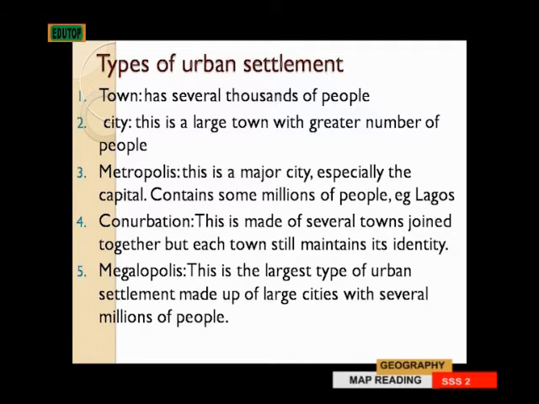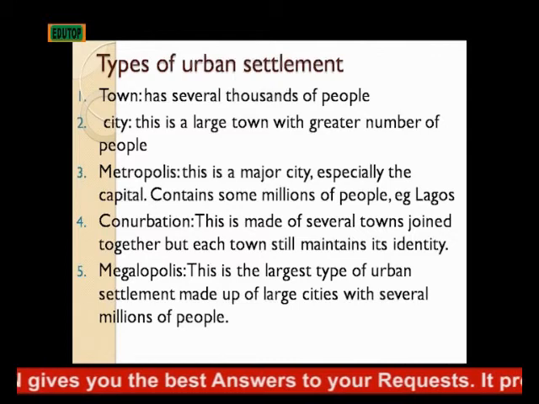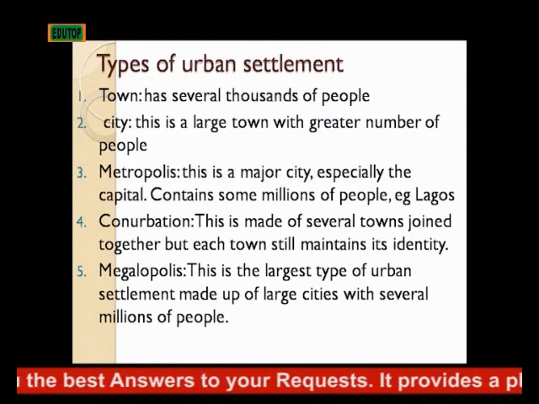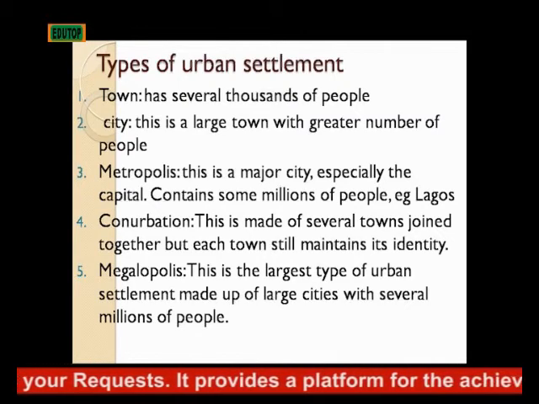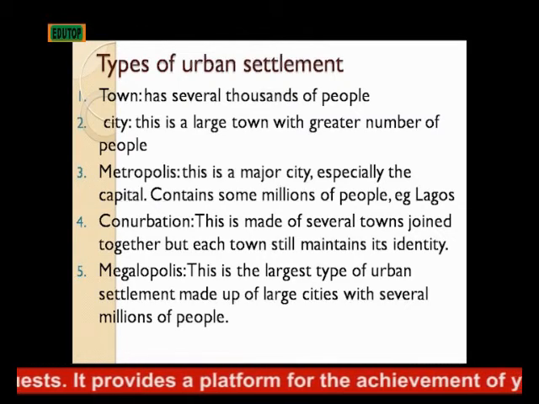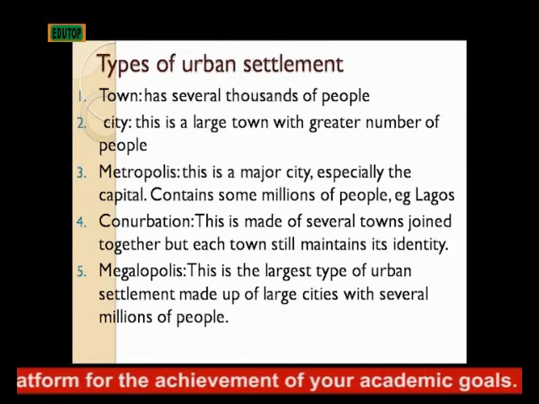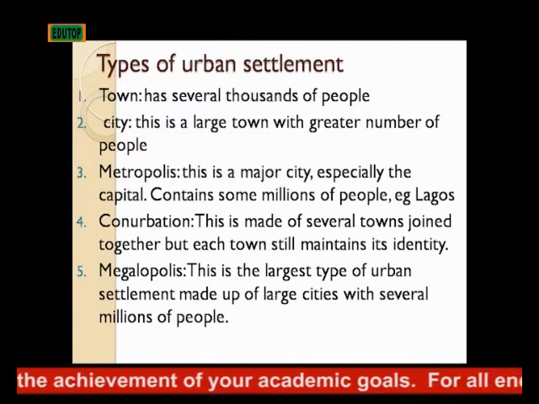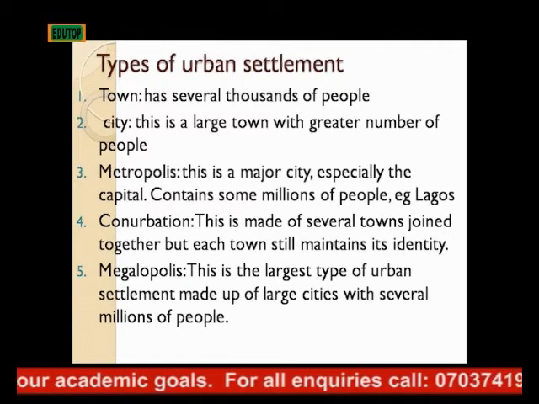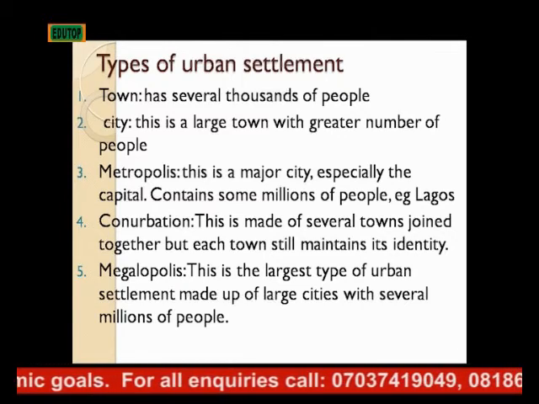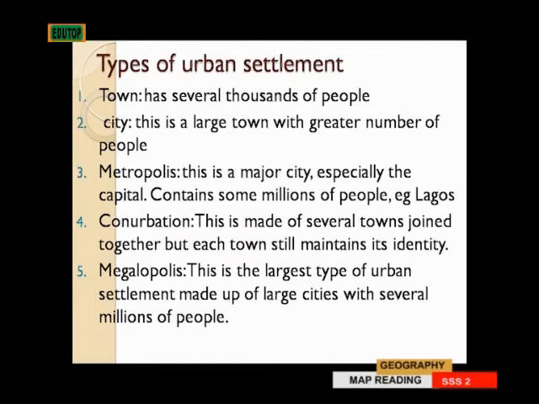The metropolis is a major city, especially the capitals of various states, and it contains some millions of people. For example, we have Lagos as a metropolis. And now we also have the conurbation, which is another type of urban settlement. The conurbation is made of several towns joined together. However, each town still maintains its identity. Inasmuch as they come together, their identity is not lost. They are like a confederation, together.